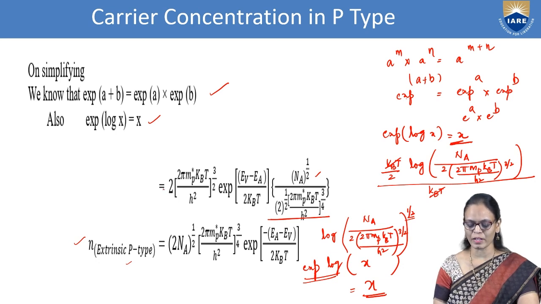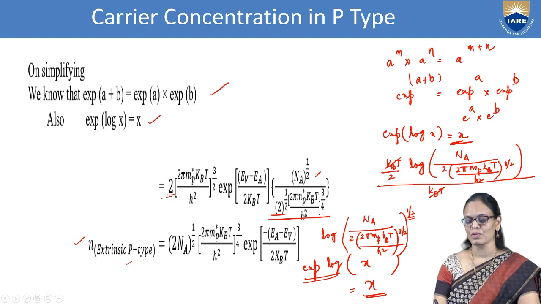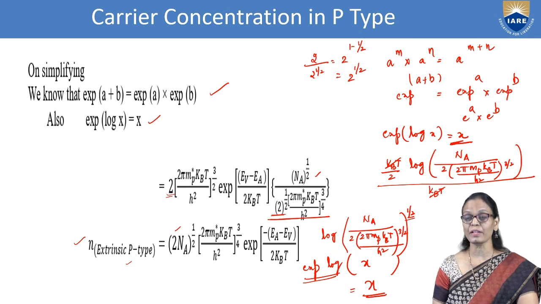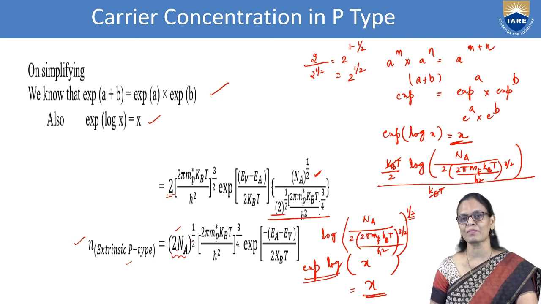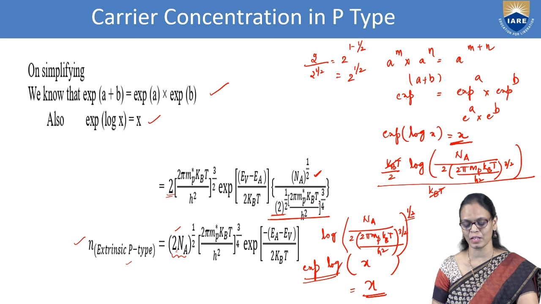Here, whatever terms we have with power half, we are now going to simplify. In the denominator we have 2 power half, in the numerator we have 2. So 2 upon 2 power half will be 2 power 1 minus half. This is simple mathematics, so we get 2 power half. And again you have Na power half. I can combine both and write 2 Na power half, because 2 is also having power half and Na is also having power half. So 2 Na power half. And here we have 2 pi mp kBt by h square power 3 by 2, and here we have 2 pi mp kBt by h square power 3 by 4.